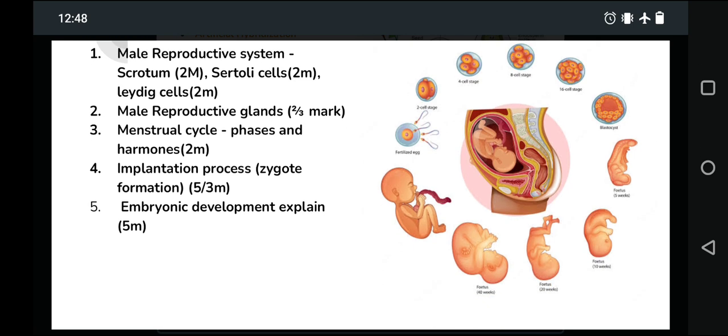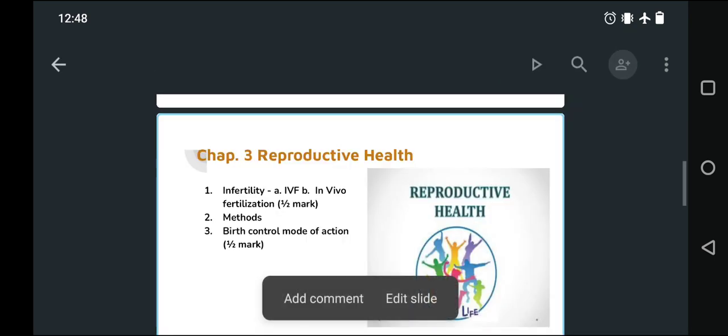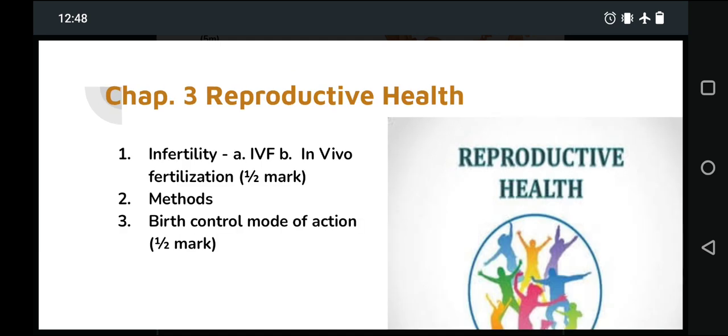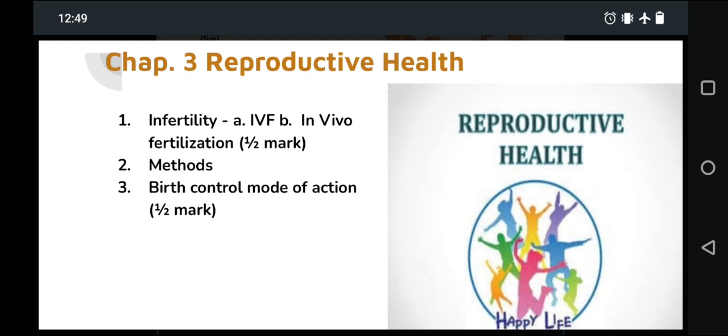Okay, next to that, the next chapter is Reproductive Health. You can see here in reproductive health, infertility. Some couples who are infertile but still want a baby can do the IVF technique, in vitro fertilization. In the IVF technique also there are some stages involved for the test tube baby.